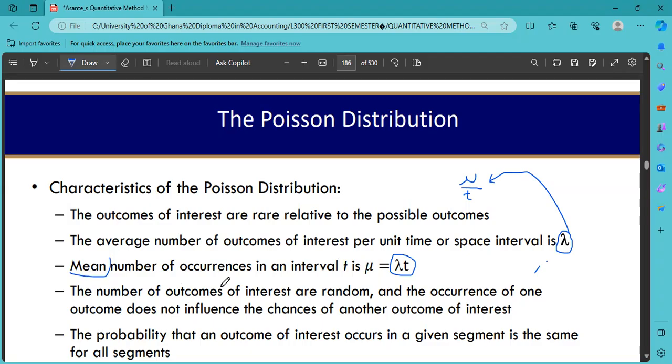The number of outcomes of interest are random, and the occurrence of one outcome does not influence the occurrence of another outcome of interest. Also, the probability that an outcome of interest occurs in a given segment is the same for all segments. So basically, these are the characteristics of the Poisson distribution. Poisson is not difficult. You just have to know the situation to apply it, and then you are good with it.